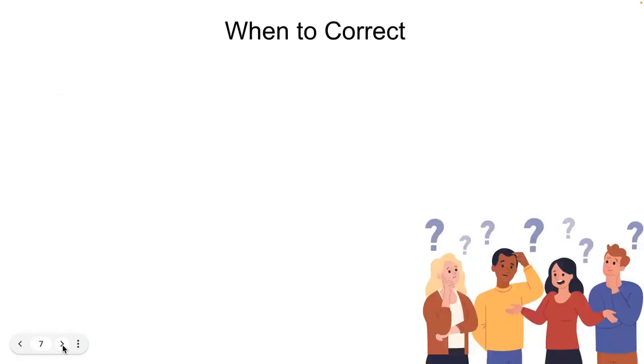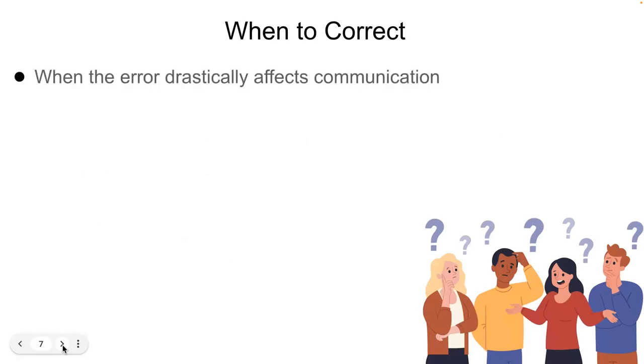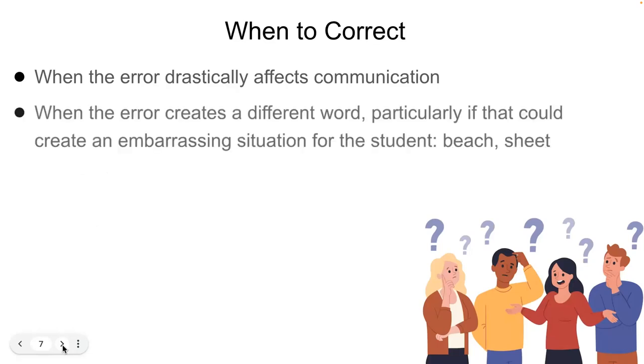So when should we correct our students? One of the times we should correct them is when the error drastically affects communication, when they are saying a word completely wrong and people can't understand them. We might want to correct them on it, especially if it's habitual. Also when the error creates a different word, particularly if that could create an embarrassing situation for the student.